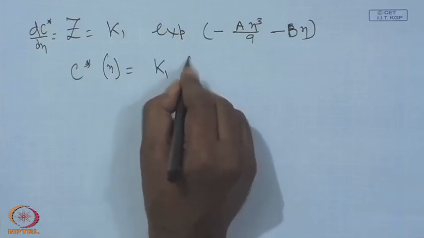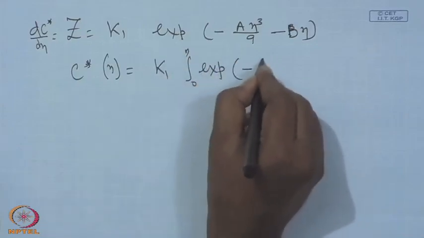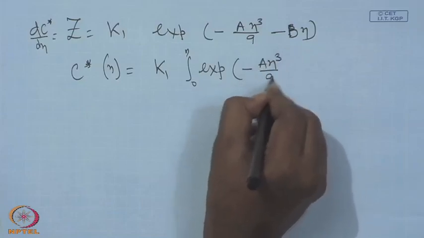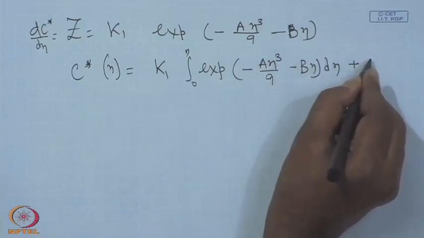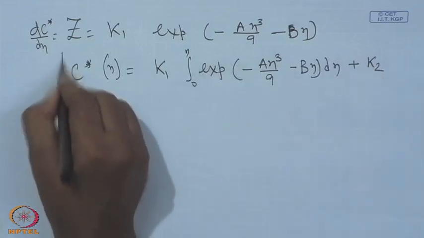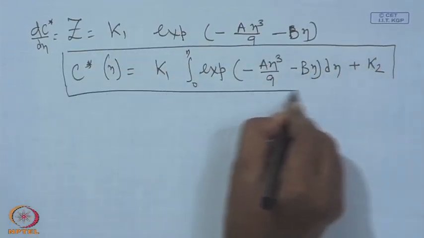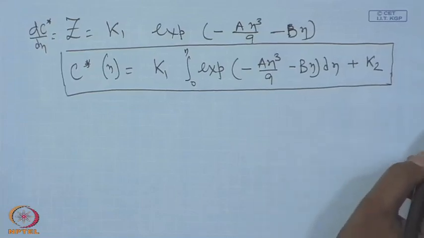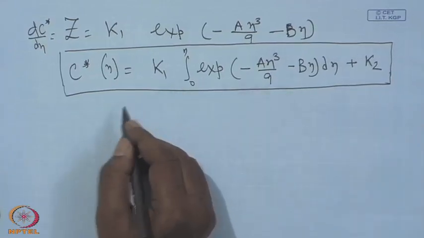This one will be integral from 0 to eta of exponential minus a eta cubed by 9 minus b eta d eta, plus another constant of integration, that is k 2. So, this gives the complete solution of the concentration profile. Now, these k 1 and k 2 have to be evaluated from the boundary conditions.